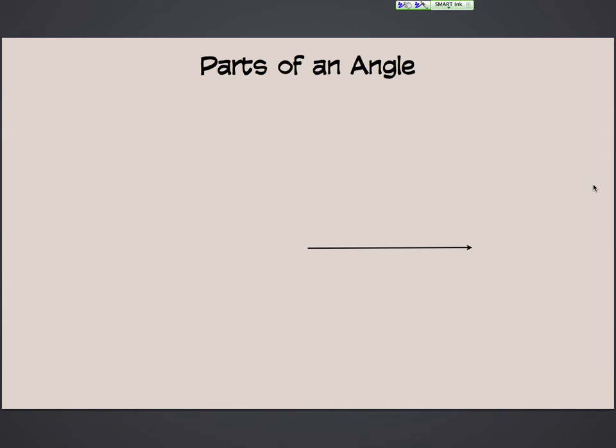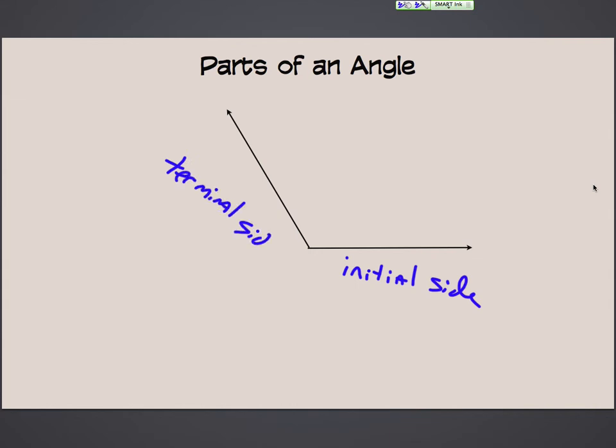There are about 3 to 4 main parts of an angle. This first part is called the initial side. An angle is made up of 2 rays, and the first ray is called the initial side. The other ray is called the terminal side. Those names should make sense. Initial means where I'm starting, terminal means where I'm ending.